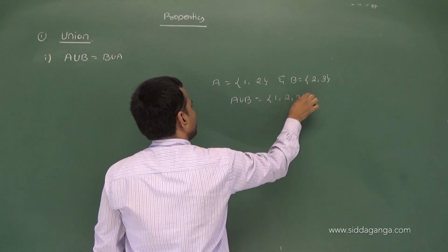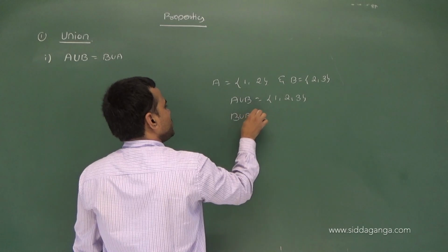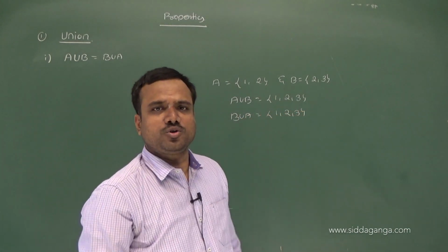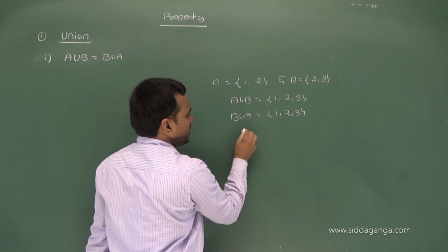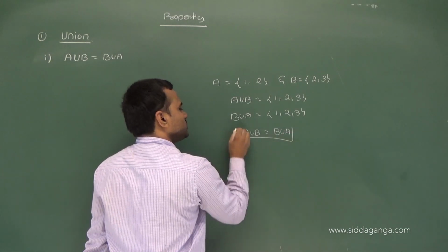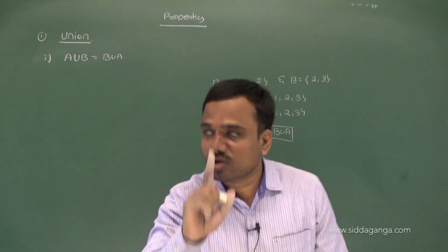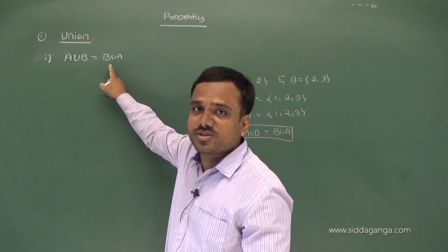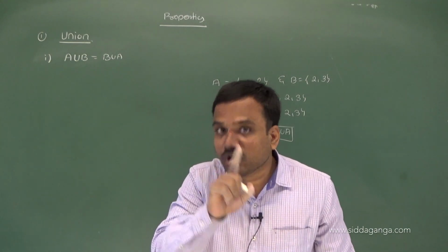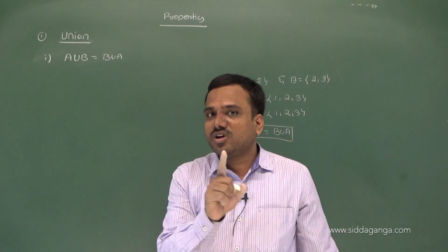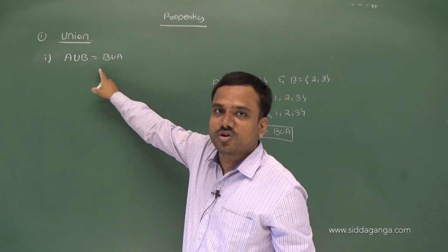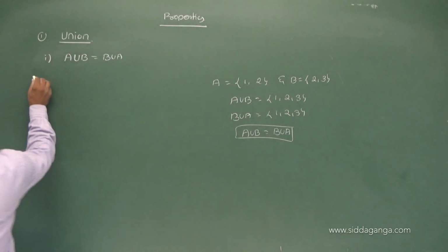A union B is {1, 2, 3}. B union A is again {1, 2, 3}. Seeing this result, A union B is equal to B union A. This is the first property on union of two sets. This property we call commutative law: A union B is equal to B union A. Second one.